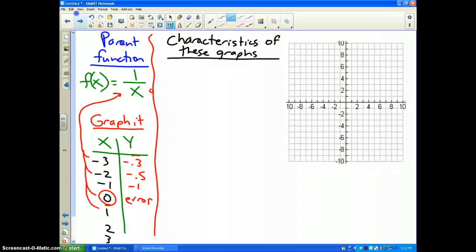Well, now let's put 1 in there. 1 divided by 1 is 1. I can put 2 in there. 1 divided by 2 is a half. I can put 3 in there, which will give me 0.3 repeating.